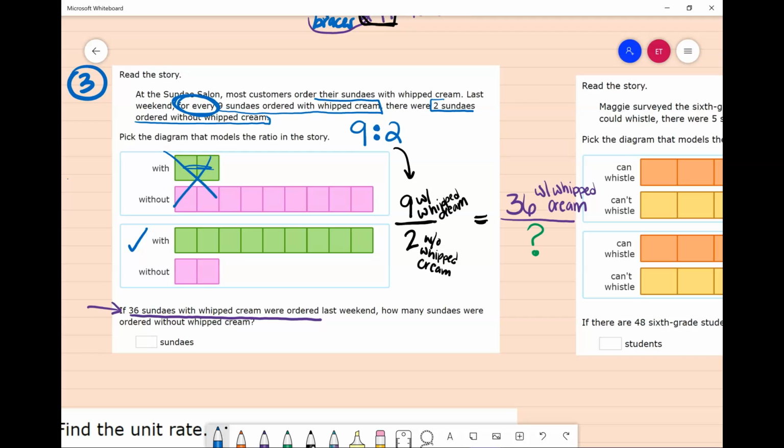Going from 9 to 36, I'm going from smaller to larger, so I'm going to multiply. 9 times 4 is 36. Whatever I do to the top, I have to do to the bottom. 2 times 4 is 8. So for every 36 sundae orders with whipped cream, 8 people did not want whipped cream with their sundaes. Okay.